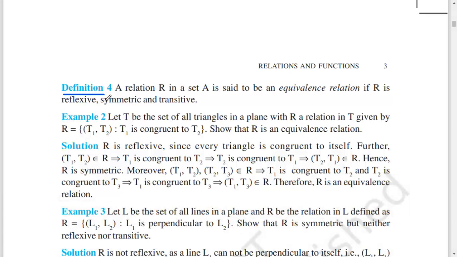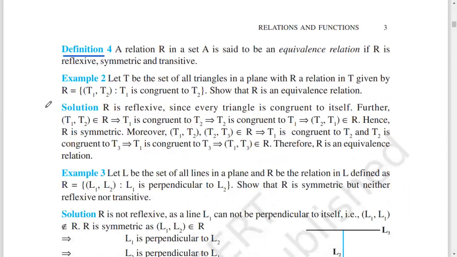Solution: R is reflexive since every triangle is congruent to itself. Further, (T1, T2) belongs to R implies T1 is congruent to T2, so T2 is congruent to T1, which implies that (T2, T1) belongs to R. Hence, R is symmetric. Moreover, (T1, T2), (T2, T3) belongs to R. That is, T1 is congruent to T2 and T2 is congruent to T3. That is, T1 is congruent to T3. That is, (T1, T3) belongs to R. Therefore, R is an equivalence relation.